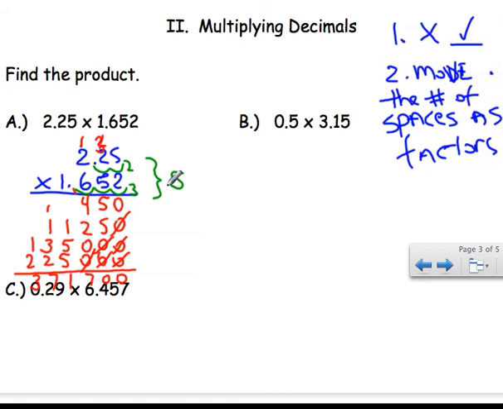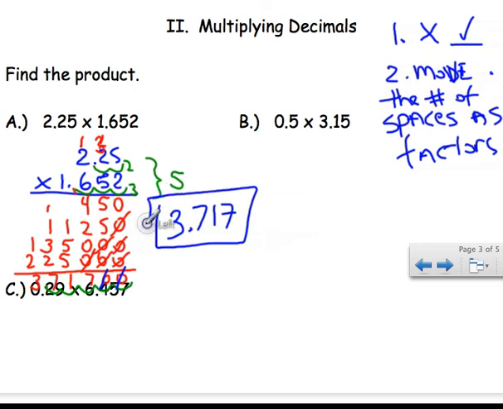So if I move my decimal 5 places, 1, 2, 3, 4, 5, my final answer is 3.717. And honestly, I don't care about these 2 decimals after the 0. So my final answer is 3 and 717 thousandths.